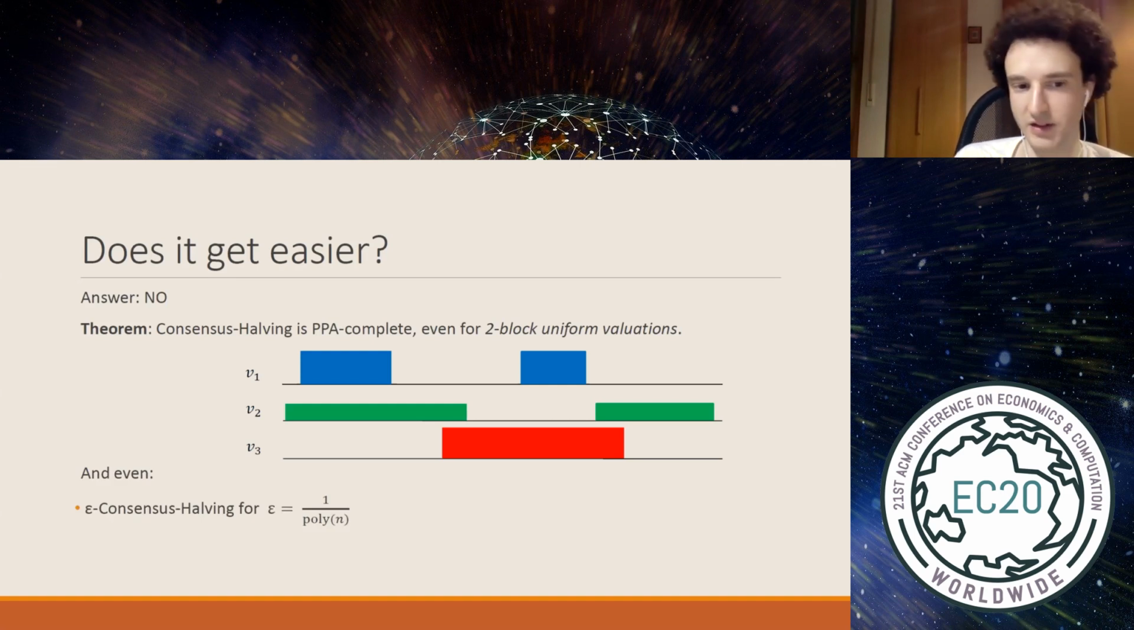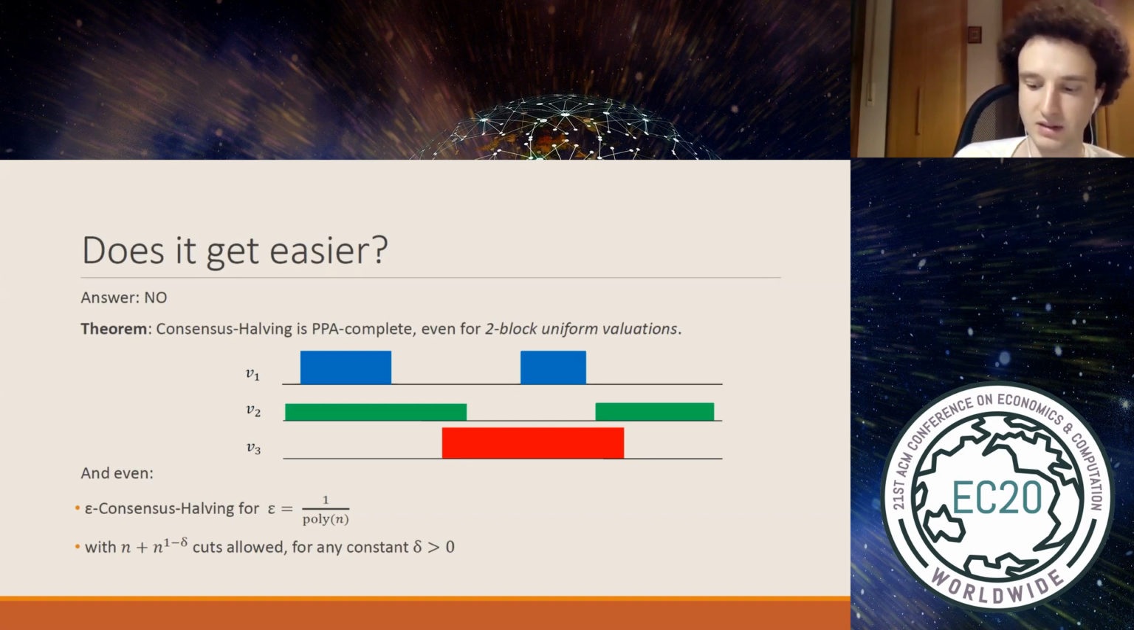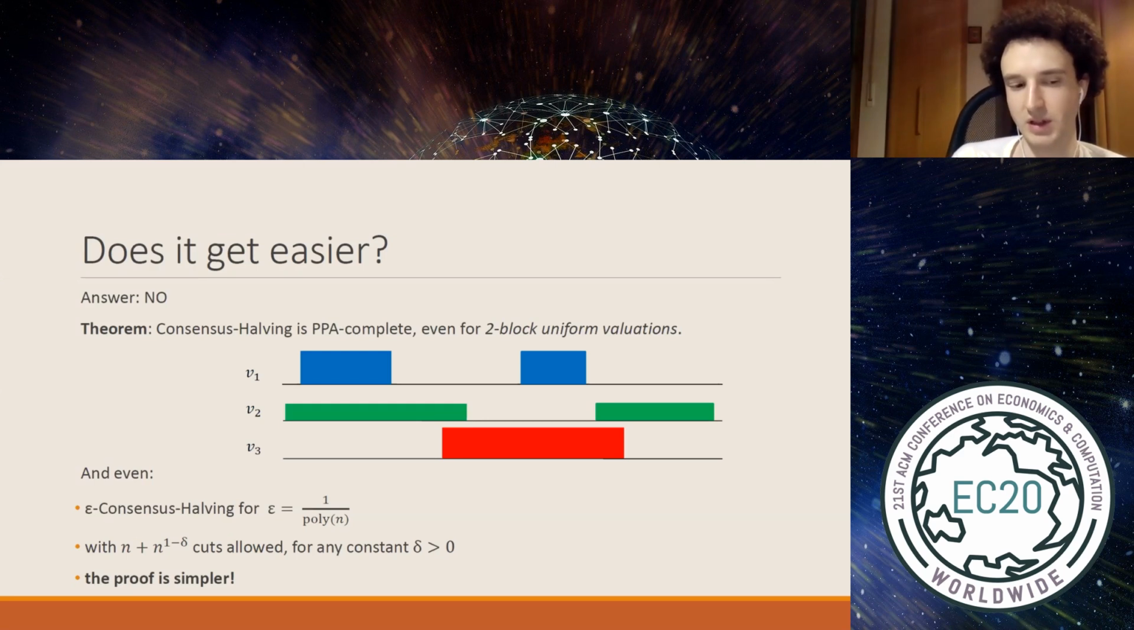And again, the hardness holds even for the approximate version of the problem. It holds even if we allow extra cuts, where we have a slight strengthening. And quite interestingly, the proof is actually simpler. We are able to significantly simplify the proof. The original proof was around 40 pages, and our proof fits in 10 pages. So we think this is also an important contribution here, even though the result is strong, in that the proof is much simpler and easier to understand.